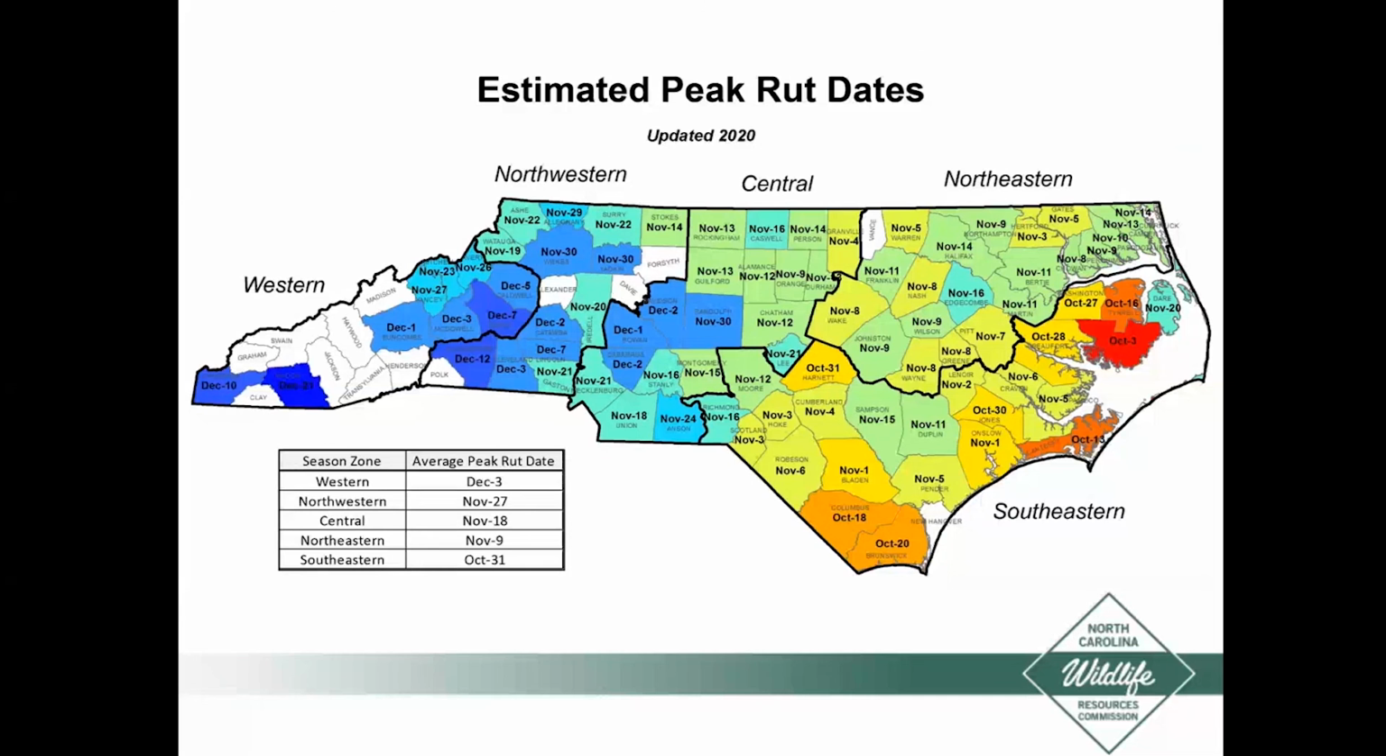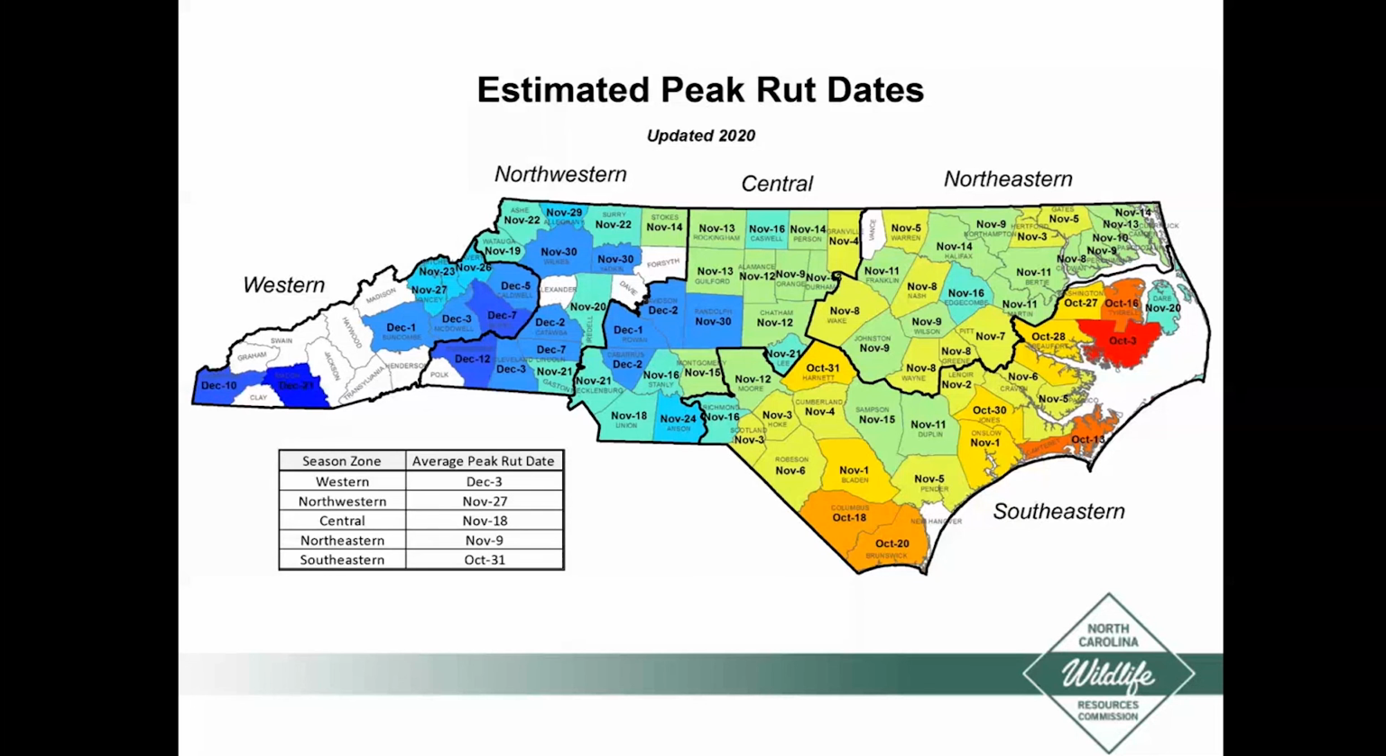We also collect reproductive data, and some of the data that we collect are fetal measurements. By measuring the length of a fetus, we can estimate the time that the doe was bred. That gives us an idea of our conception dates or our rut dates. Each one of these dates here on this map represents a peak conception date for the county. So there's breeding going on before and after that date. This is just a peak in what is most of the time a bell-shaped curve.